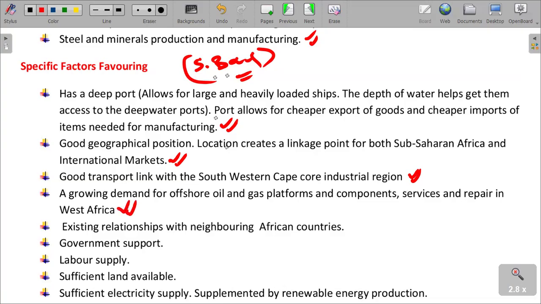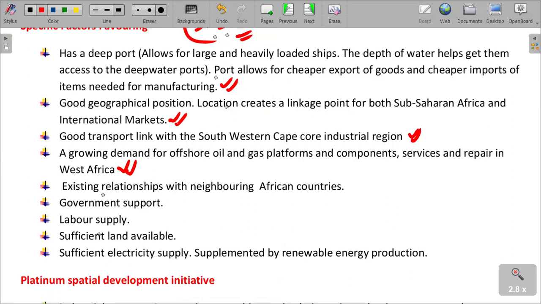So there is a market establishment arising from West Africa, which has a good demand for oil and gas. Therefore, it is an export business that is earning South Africa more money. Existing relationships with neighboring African countries are good. There is a good relationship with other African countries that allows exportation, which is one of the key reasons for the establishment of what? Of the IDZ.